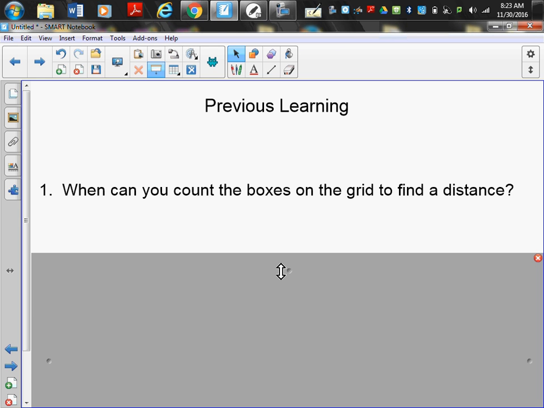There are two types of lines. They have to be either this way or another way, or you have to use the distance formula. What are the two vocabulary words that tell the type of lines that you can just count to find the distance?